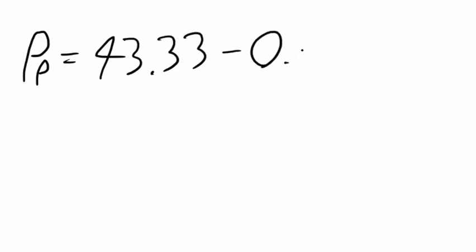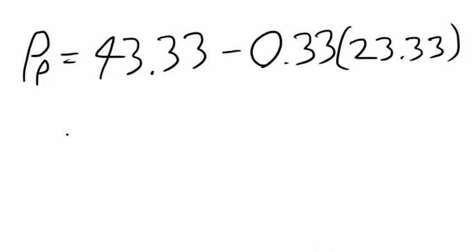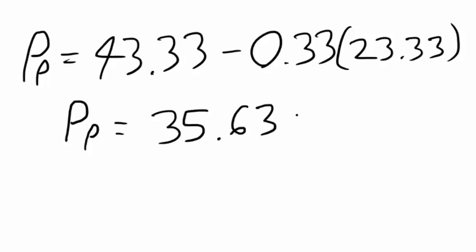Now we want to find our prices for both processors and graphics cards. So we would go back to our original price functions. Starting with the processor's price function, we have PP equals 43.33 minus 0.33 multiplied by our quantity, which was 23.33. And by plugging that into a calculator, we get a PP of 35.63. So for processors, we would charge $35.63.